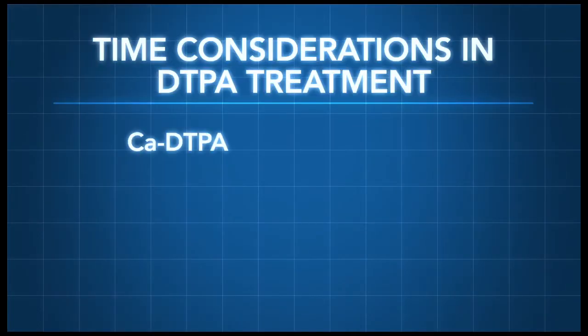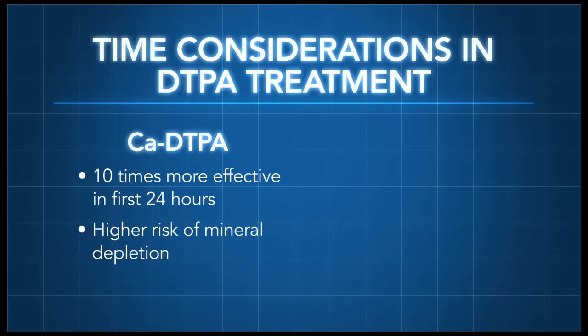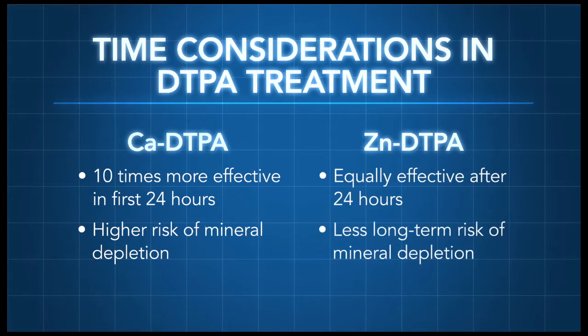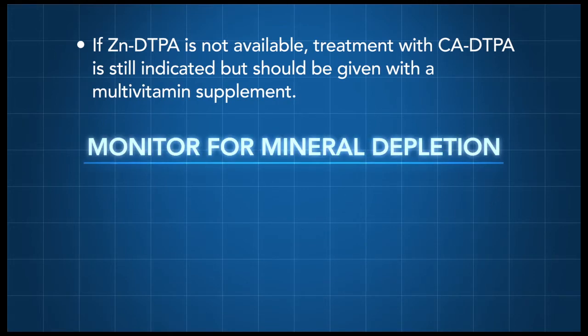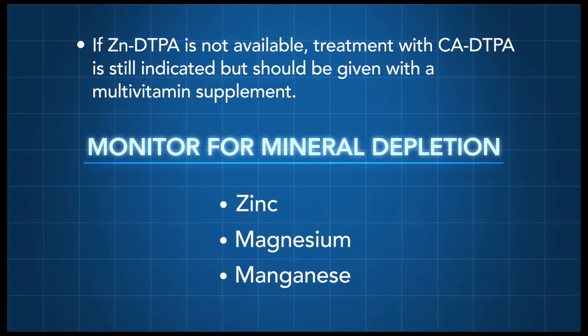available. Calcium DTPA and zinc DTPA are used differently depending on when treatment is started and how long it lasts. Calcium DTPA is considered more effective in the first 24 hours, but carries higher risk of mineral depletion from the body if multiple doses are given over a long duration. However, more than 24 hours after exposure, zinc DTPA is considered as effective as calcium DTPA and carries less long-term risk of mineral depletion. In the event that zinc DTPA is not available, long-term treatment with calcium DTPA is still indicated but should be given with a multivitamin supplement. Also, monitoring for mineral depletion, particularly zinc, magnesium, and manganese, should occur.